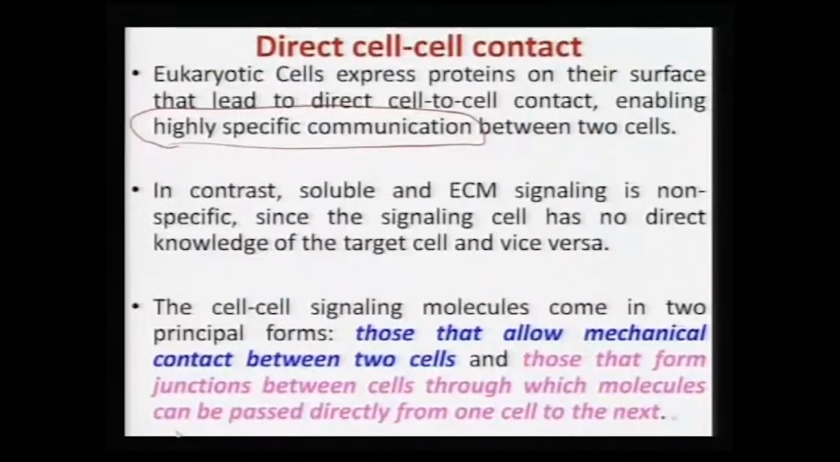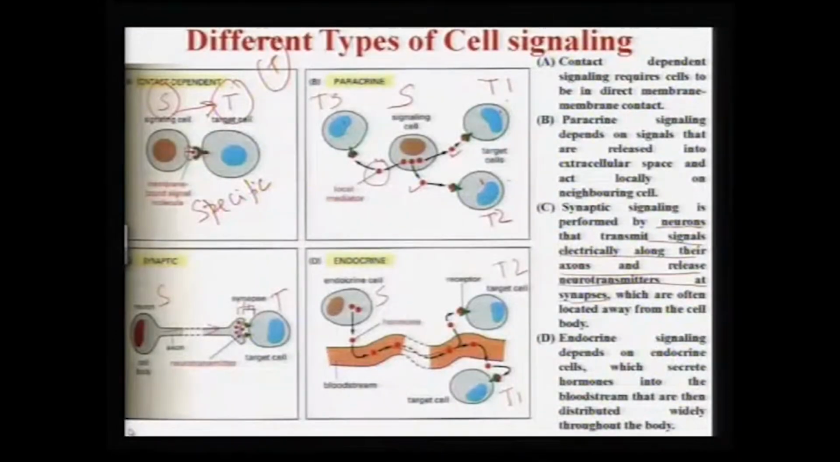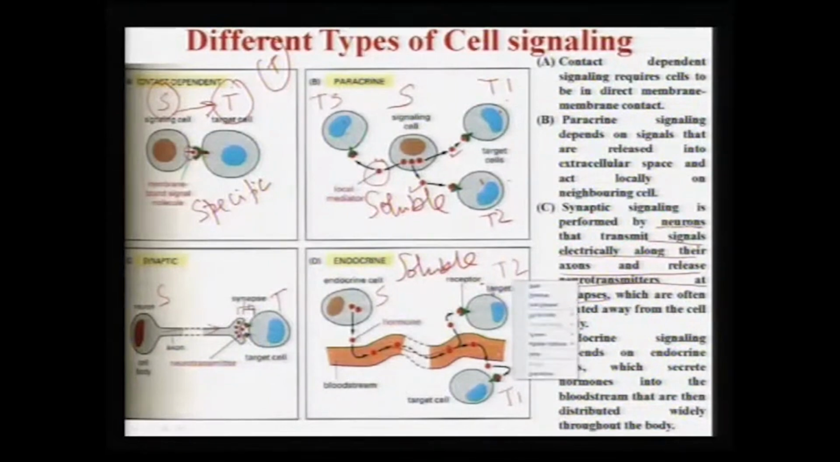In contrast, soluble and ECM signaling is non-specific. Soluble signaling, as you can see, is paracrine and endocrine. In these signals, the source cell does not know where its signaling proteins will finally arrive, whether at T2 or at T1. So, that means this is non-specific.